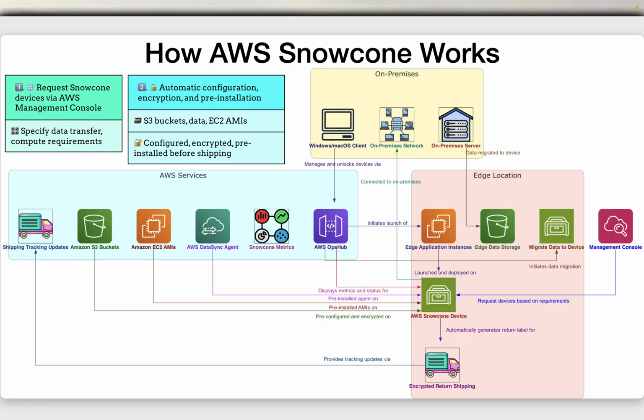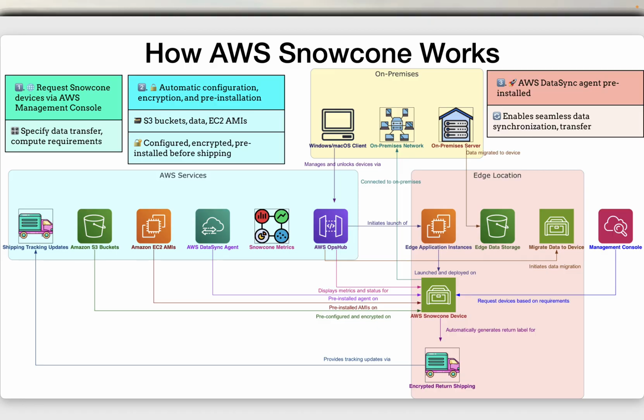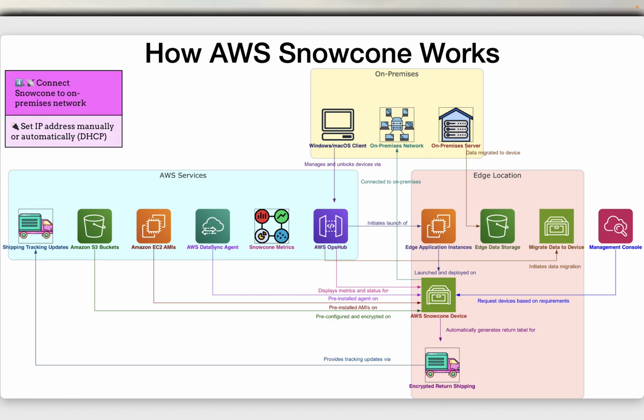So actually this is part of the Snow Cone device itself. These three pieces of information are already there. There will be some S3 buckets, some place for data placeholders, and Amazon EC2 AMIs. The AWS DataSync agent is pre-installed on the devices, which enables seamless data synchronization and transfer. Upon receiving the Snow Cone device, users connect it to their on-premises network and set up the IP addresses either manually or automatically using Dynamic Host Configuration Protocol (DHCP).